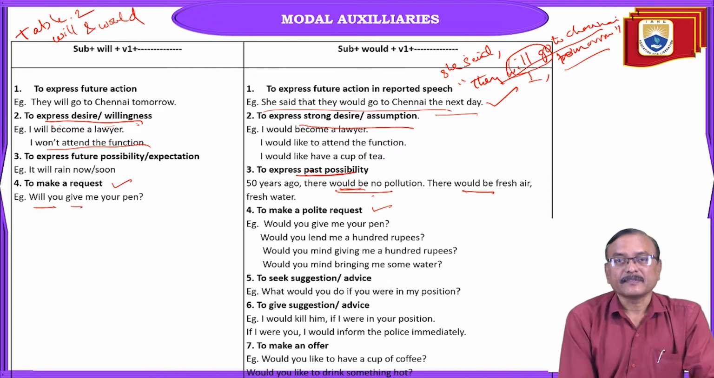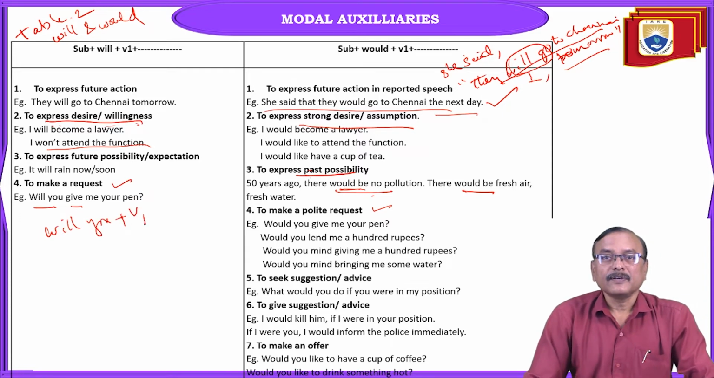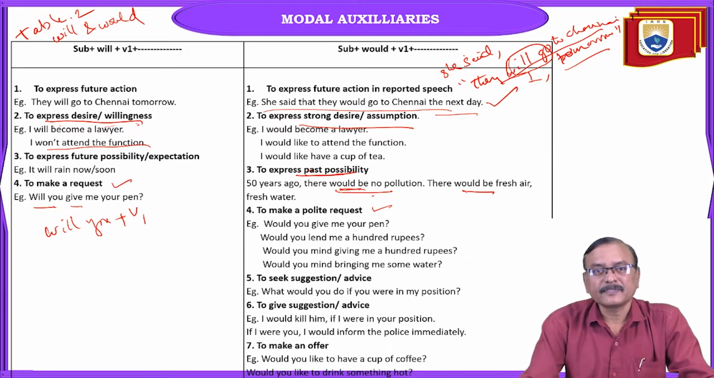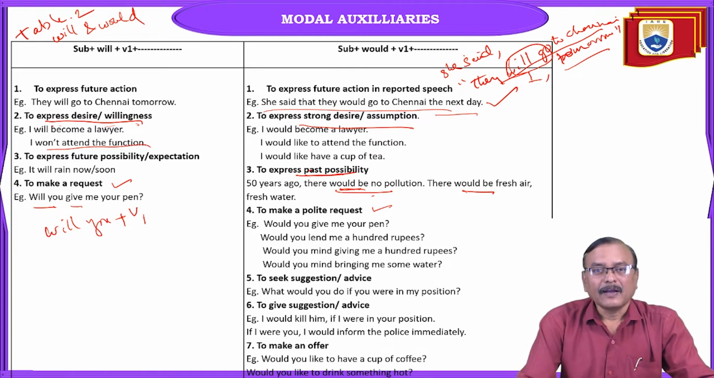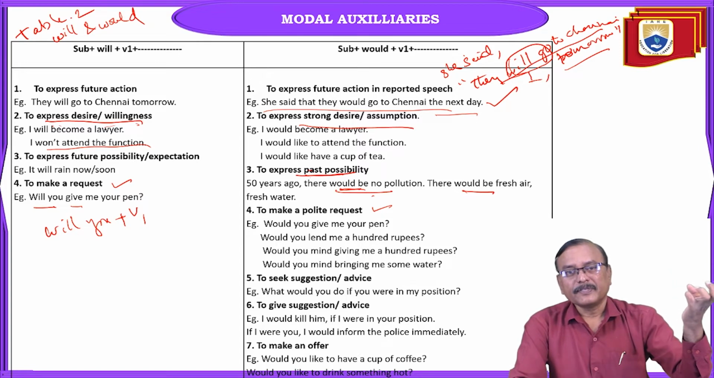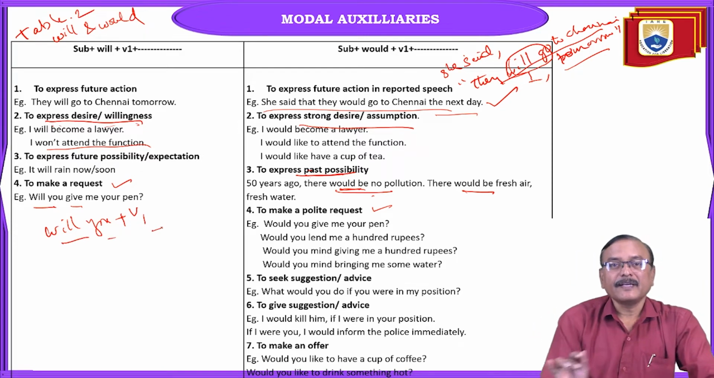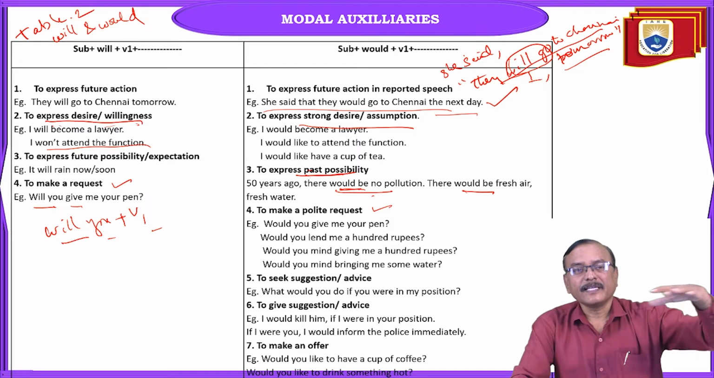Will you plus V1. So, will you give me your pen? Will you give me your notes? Will you show me the way? Or will you reserve me two tickets? Right? Is it clear? When we use "will you," it is not a polite request. Generally, we can use "will you" with equals or those who are younger to us.